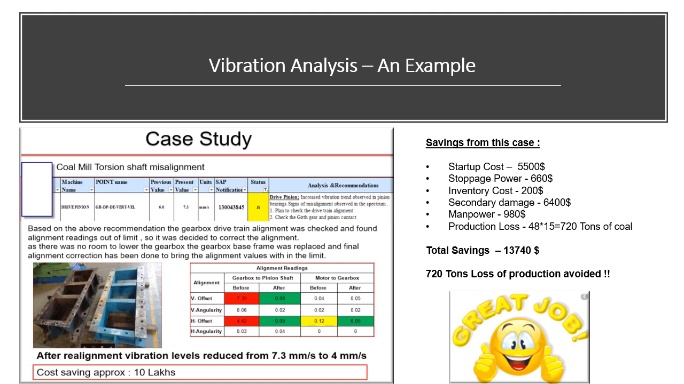In this particular case, there is a silo storage system, so I haven't considered the money, but I projected the production tonnage. So the summary here is, from this particular failure, we saved around $13,740 and we have avoided the production loss of 720 tons. So this was the reaction: oh, great, this is a great job.